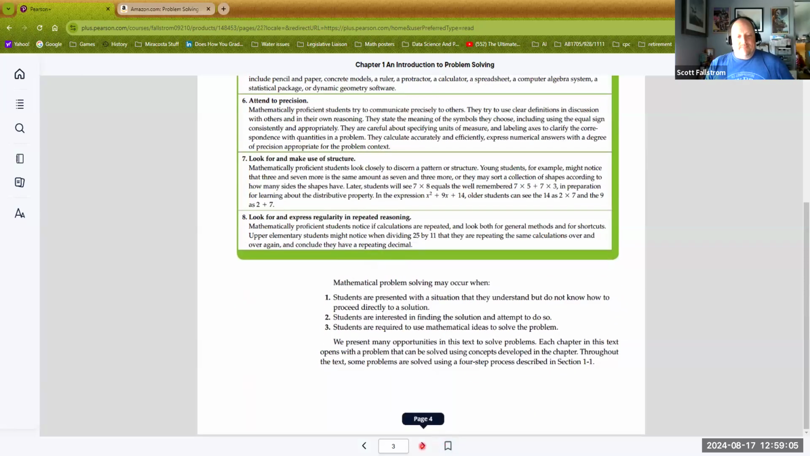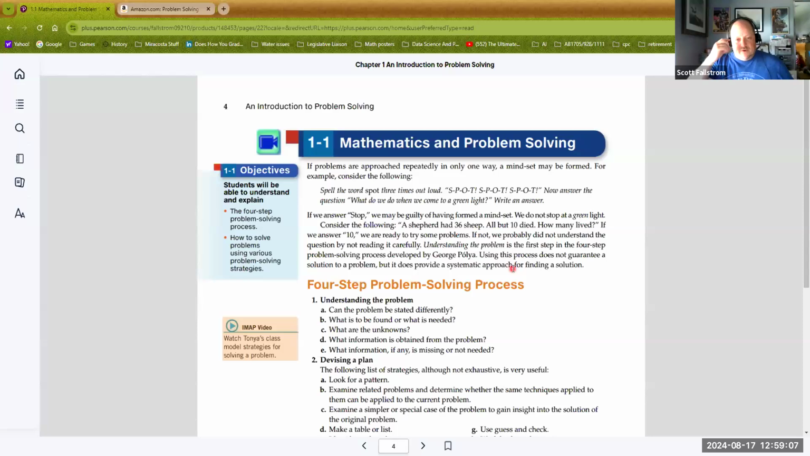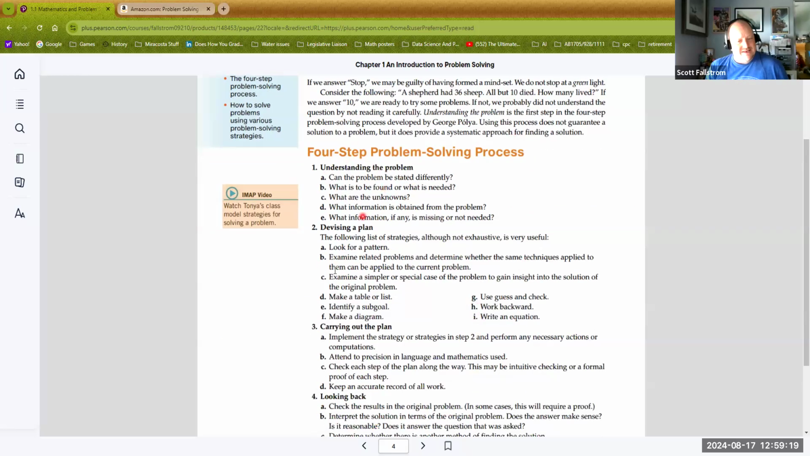All right. Now feel free to read through the text as you go, but that was the first little intro piece, and we'll get into section 1.1. Section 1.1 talks about mathematics and problem solving. It gives you a much more in-depth component for the 4-step problem solving process that George Polya came up with.